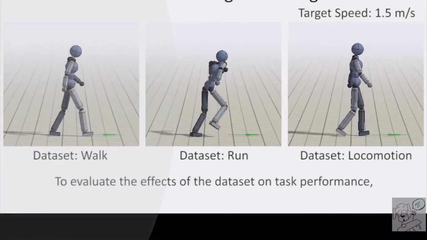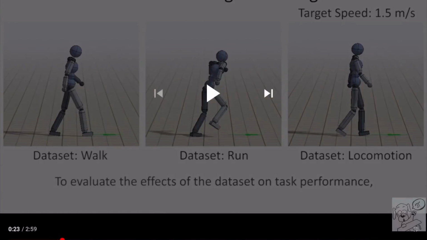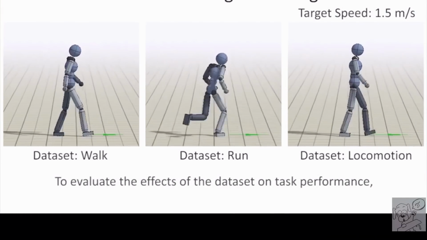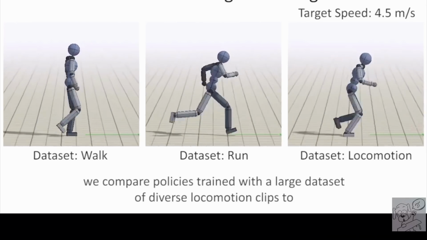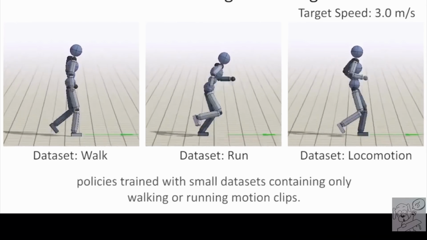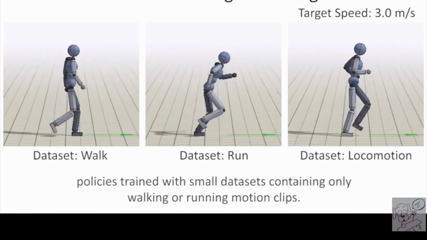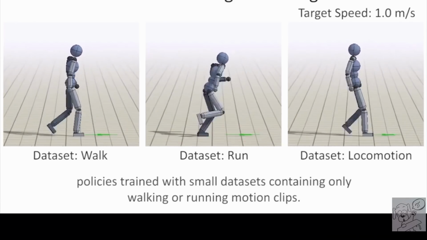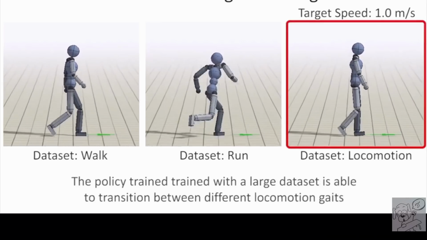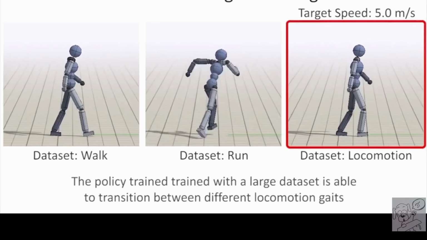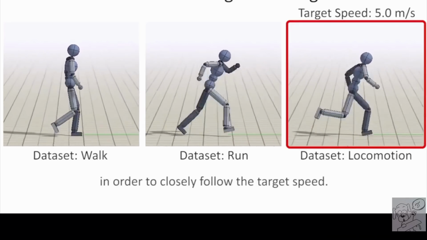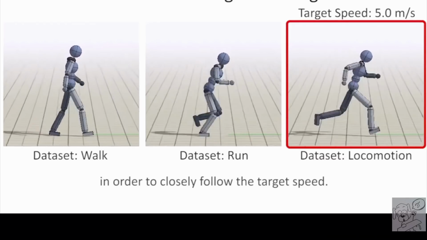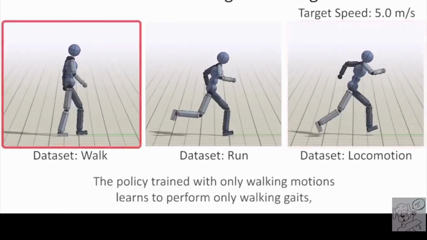So you can see that as the target speed changes, like if it's fast, the walker is not able to keep up. When it's slow, the runner is not able to slow down. However, the agent that has the full data set available can not only match the speed and change its style according to the speed, it also learns the transitions from one to the other. And these transitions are not in the data set itself.